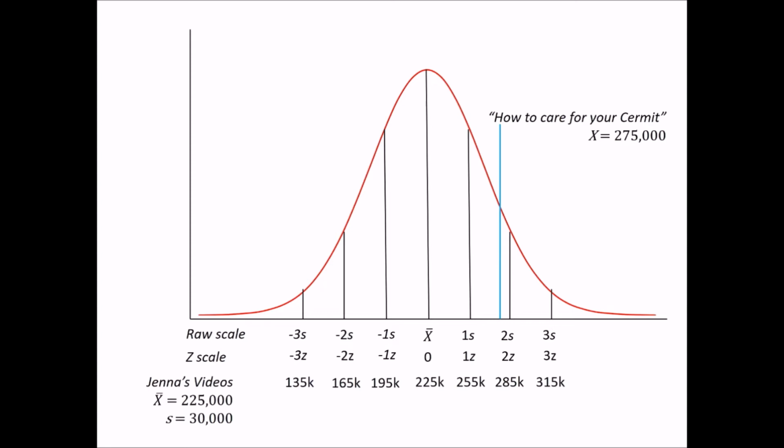This allows us to calculate where on the distribution her How to Care for Your CERMIT video falls in comparison with all other videos. We can even take this a step further and find the exact percentage of Jenna Marble's videos with less likes than her How to Care for Your CERMIT video. This is what we call the percentile. One thing to note on this distribution, the middle point equals 50%, meaning all z-scores that are negative are less than the 50th percentile, and all z-scores that are positive are greater than the 50th percentile. This lets us easily find the percentile.